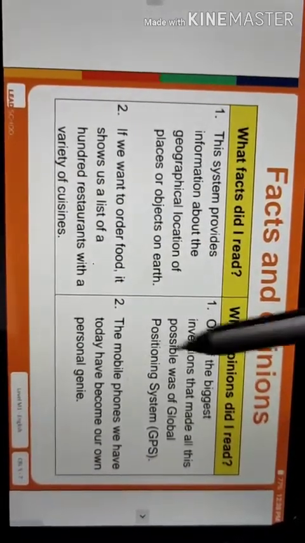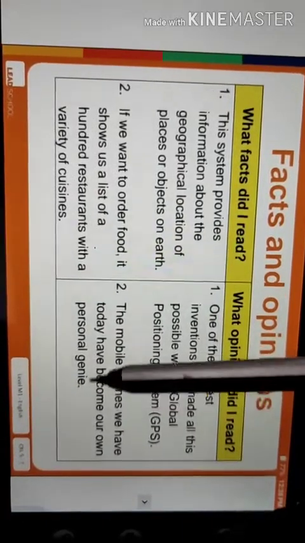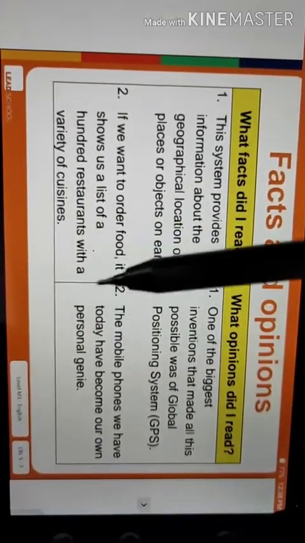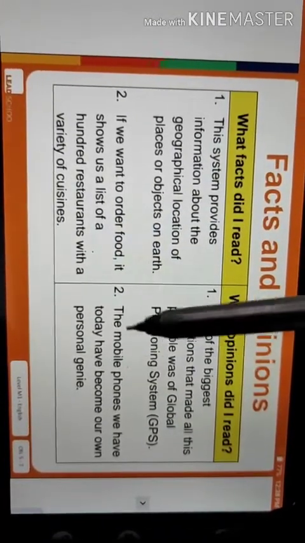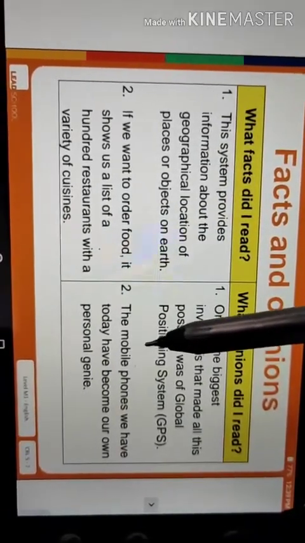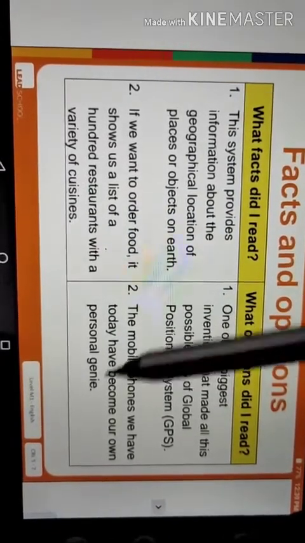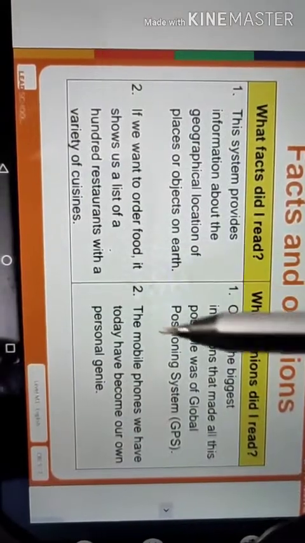The author is comparing the mobile phone with the genie. As you have read in the story of Aladdin, the genie was fulfilling wishes. In the same way he has compared it to a mobile phone. Nowadays if I want to eat pizza, I can simply order it from my mobile phone. So he has compared the genie with the mobile, and it is completely an opinion.